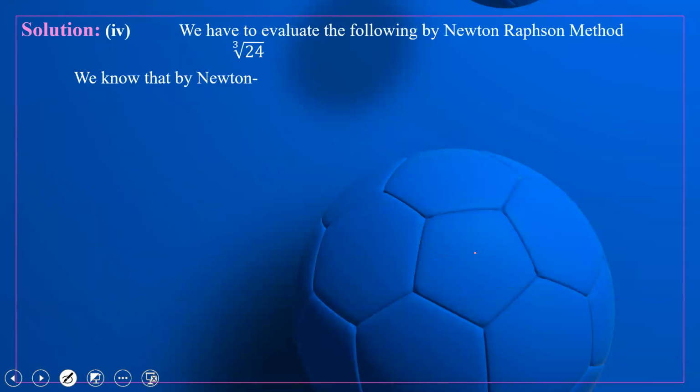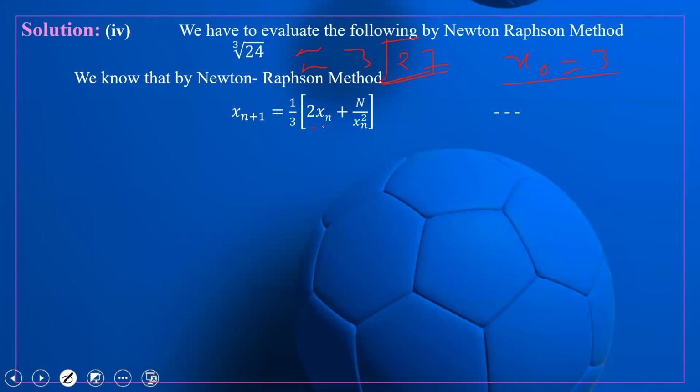Similarly, we are able to find the cube root. We have to evaluate the cube root of 24. This cube root of 24 is very near to the cube root of 27. So what is x0 over here? What is the cube root of 27? It is 3, so x0 will be 3. Now the formula is x(n+1) equal to 1 by 3 times (2xn plus n upon xn square). Here n is equal to 24.